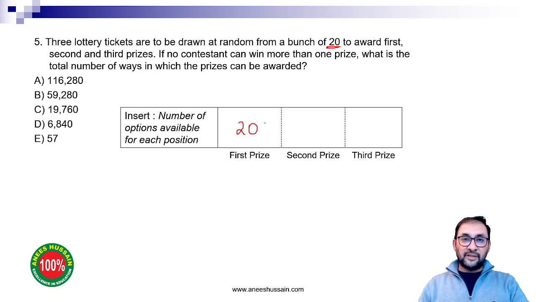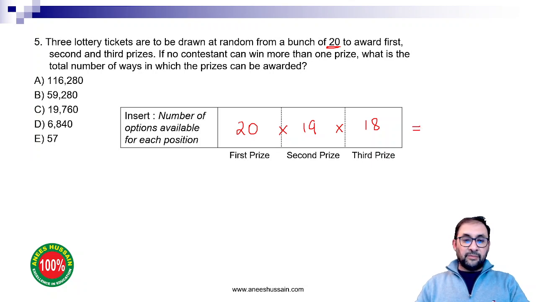Once one person gets the first prize, that person cannot win the second or the third prize. So for the second prize, you will have one less, which is 19 options. And for the third prize, you will have again one less, which is 18 options. So you multiply 20 into 19 into 18, and that should give you the answer.